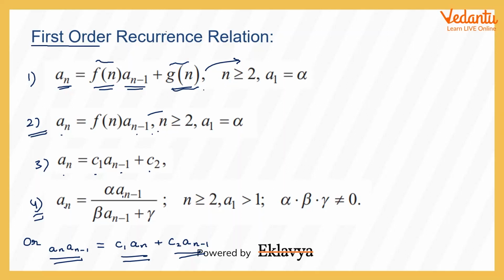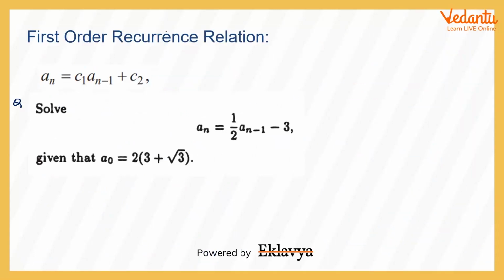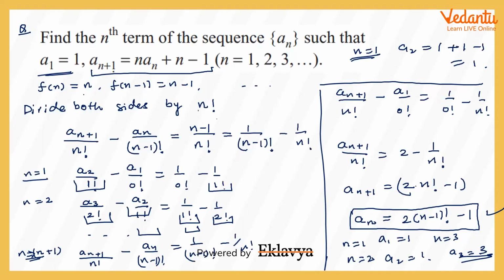So I have not taken an example on this, because in this case I think it will be even easier, because you don't have to take care of the right hand side. Gn is 0. So I have now taken the third case, in which an is equal to c1 into an minus 1 plus c2. Now this can be thought of as fn being c1 and gn being c2. So you can solve it exactly the same way as we did in our previous question.